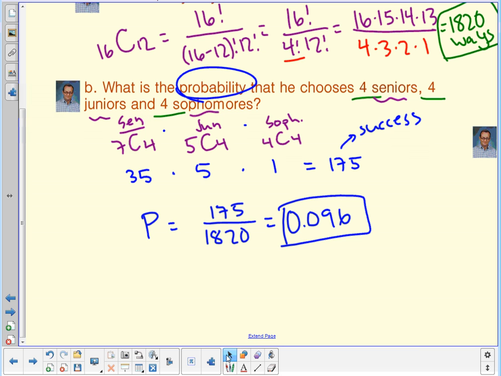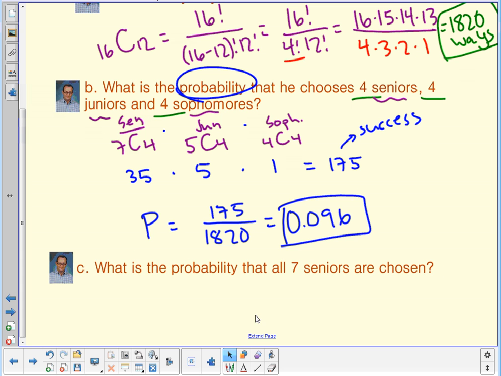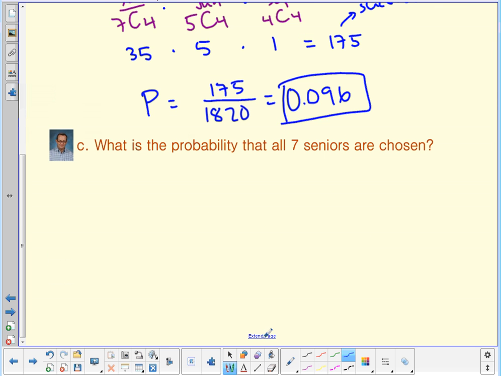Okay, now I'm done with that question. That was a lot. We needed all 3 of those combinations. That's a lot of combinations to find. So, and then part C says, what is the probability that all 7 seniors are chosen? Okay, so I want all 7 seniors chosen.